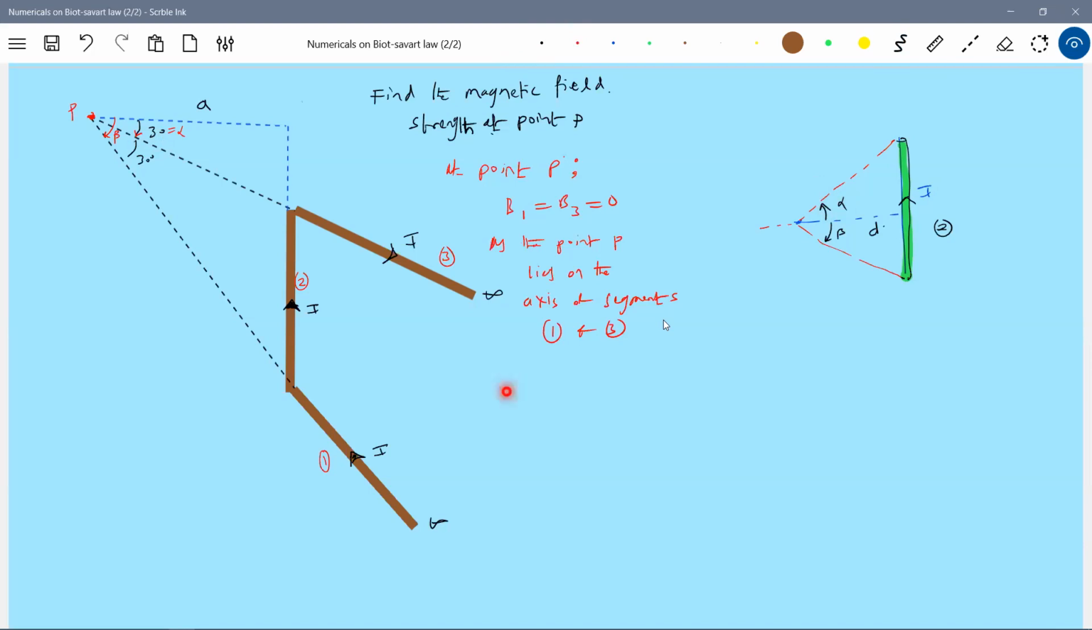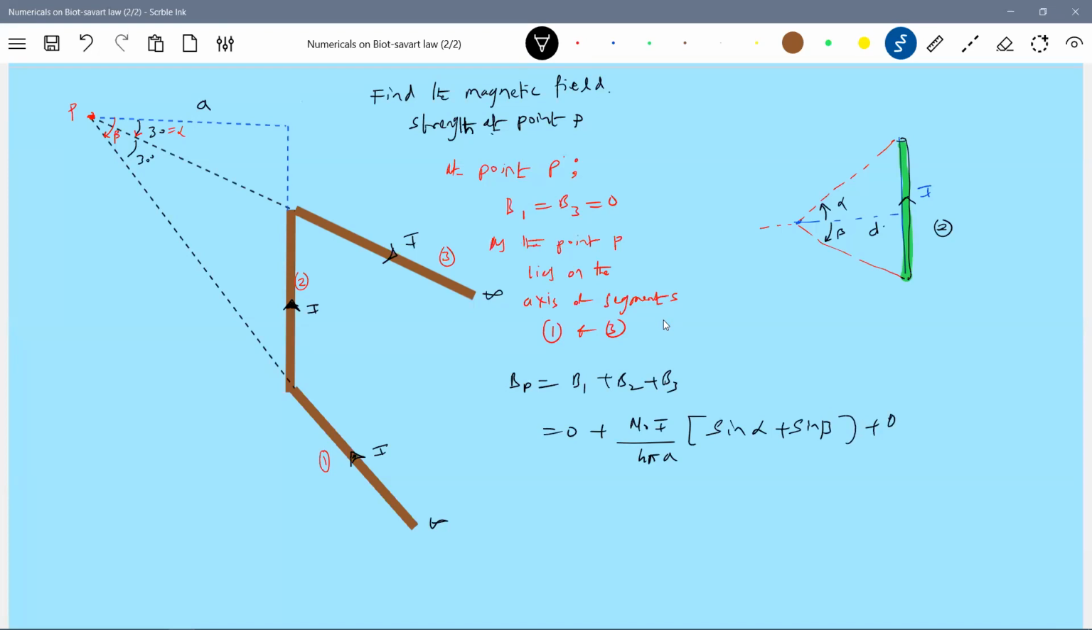Okay, let's get into the formula now. The magnetic field strength BP equals B1 plus B2 plus B3. This is 0. Due to 2, it should be mu naught I by 4 pi A, where A is that perpendicular distance, times sine alpha plus sine beta, plus 0. What is alpha? Let me define it here. This will be minus 30 degrees. Beta will be plus 60 degrees.